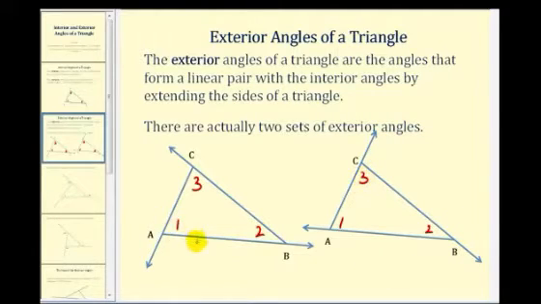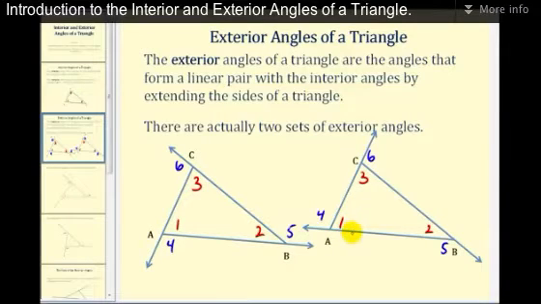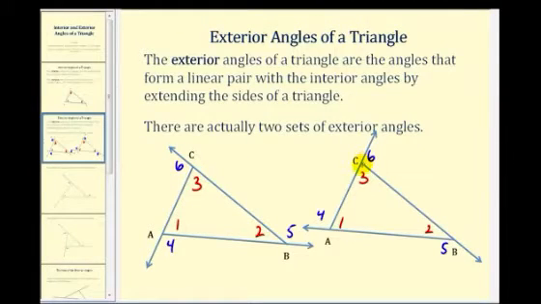So again, if angles 1, 2, and 3 are interior angles, then angles 4, 5, and 6 would be exterior angles for this triangle. Notice they form linear pairs with the interior angles. And looking at this triangle here, angles 4, 5, and 6 would be the exterior angles. Again, they form linear pairs with the interior angles. And it really doesn't matter which sides you extend, because angle 4 is congruent to angle 4, angle 5 is congruent to angle 5, and angle 6 is congruent to angle 6.